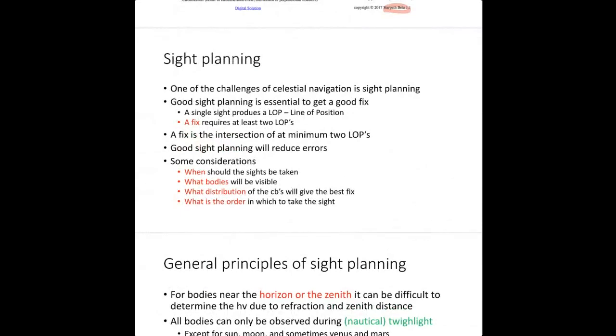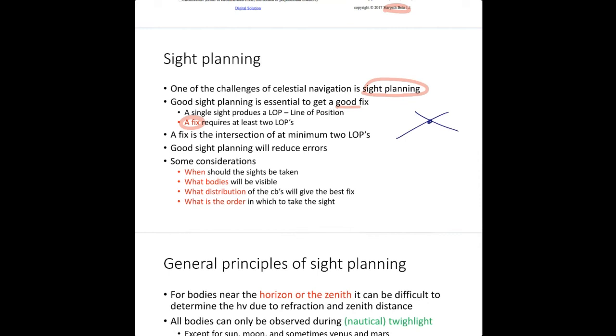Now, let's talk a little bit about sight planning. One of the challenges of celestial navigation is to prepare well for your sights, to make a good sight plan. It's essential to get a good fix. What is a fix? A single line of position produces just what it is, a line of position, but if you have two lines of position, you can get a fix. I already told you earlier, when you have two lines of position, it's simple, this will be considered your position. But if you have more lines of position, you get a cocktail. Now, if we plan our sights or intercepts very carefully, we will be able to reduce errors.